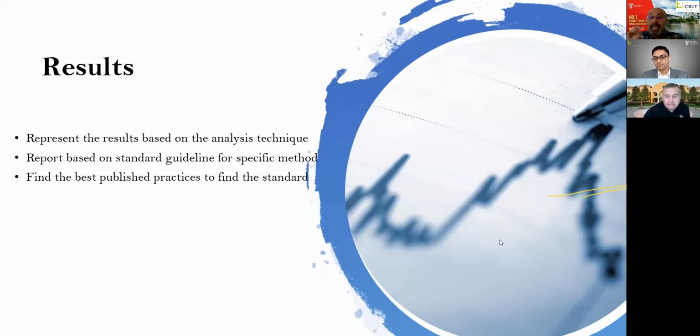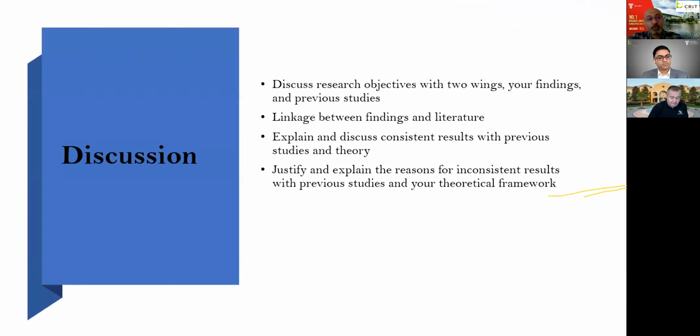So they will check the way that you reported the result, right? So you have to apply and use recent guidelines for reporting your result. The discussion part is the next part.